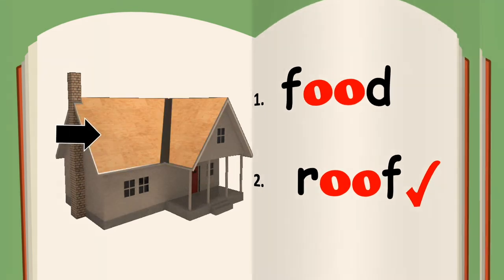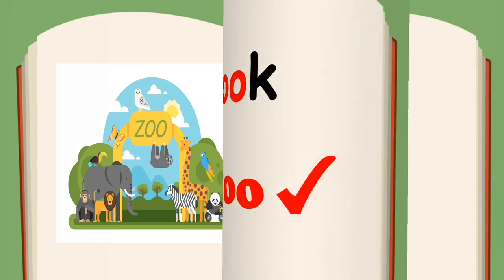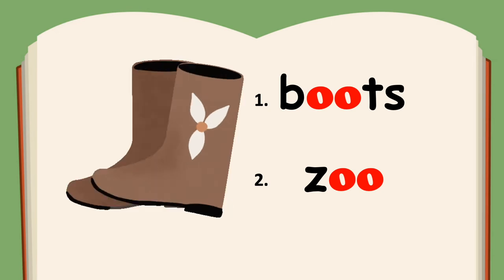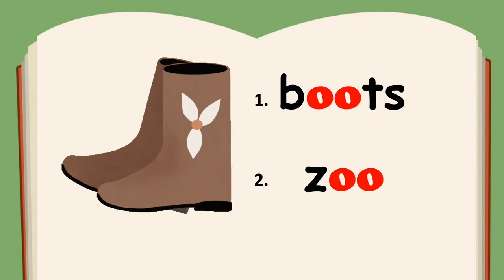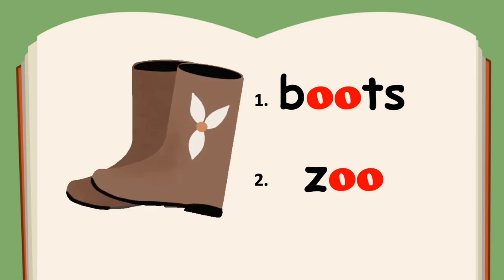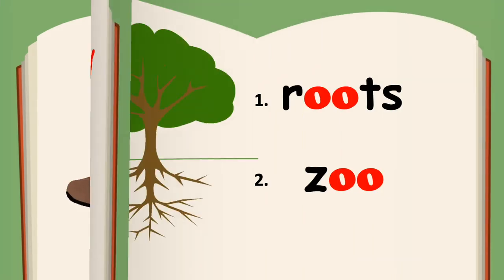Alright! Wow! Next we have zoo. Which one is the word zoo? 1 or 2? Yes? All right! You are correct! Wonderful! Next one. The picture is boot. Which is the word boots? 1 or 2? And your answer is? All right! Number 1! Wow!